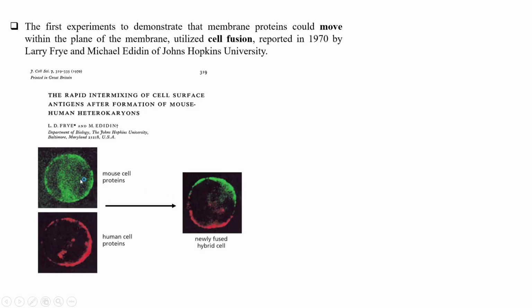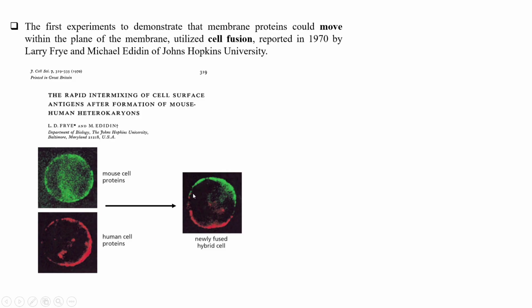Now what they did was take the mouse cells and stain them with an antibody attached to a green fluorescent dye, and in the case of humans, they stained the human cells with an antibody that can bind the human antigen, a plasma membrane protein, with an antibody attached to a red dye.